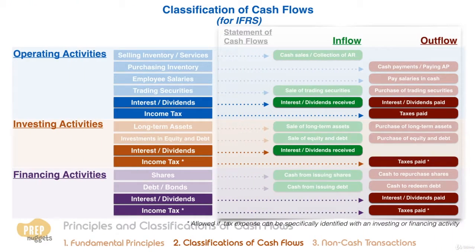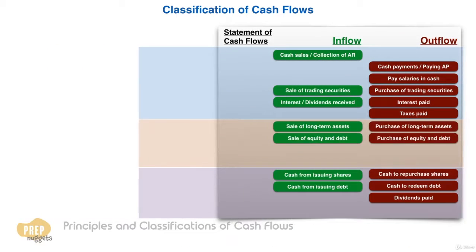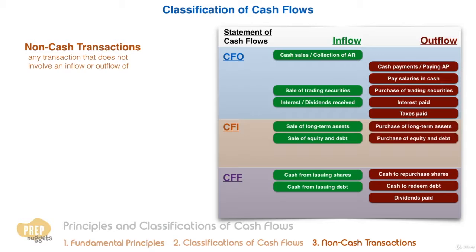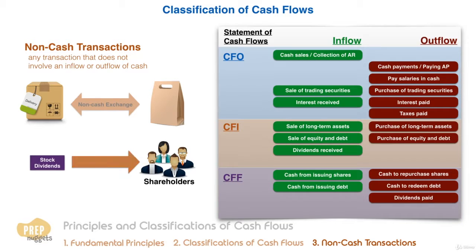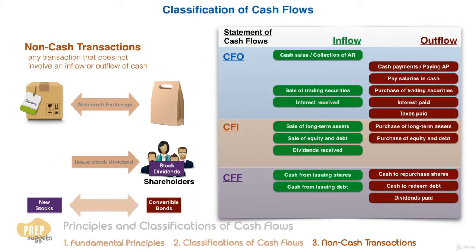Companies may also engage in non-cash investing and financing transactions. A non-cash transaction is any transaction that does not involve an inflow or outflow of cash. For example, if a company exchanges one non-monetary asset for another non-monetary asset, no cash is involved. Similarly, no cash is involved when a company distributes stock dividends. Another common non-cash transaction is when convertible bond or convertible preferred stock is exchanged for common stock. Because no cash is involved in non-cash transactions, these transactions are not incorporated in the cash flow statement.